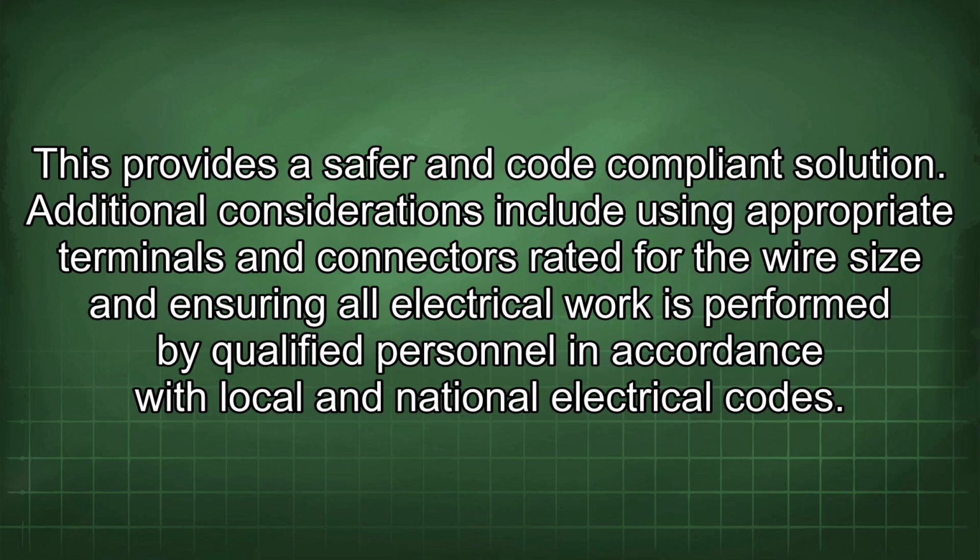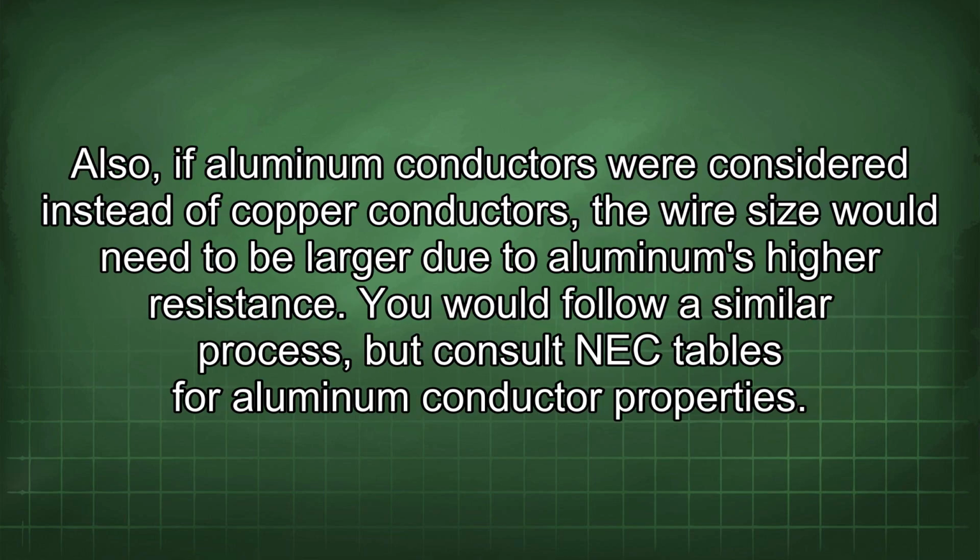Additional considerations include using appropriate terminals and connectors rated for the wire size and ensuring all electrical work is performed by qualified personnel in accordance with local and national electrical codes. Also, if aluminum conductors were considered instead of copper conductors, the wire size would need to be larger due to aluminum's higher resistance. You would follow a similar process, but consult NEC tables for aluminum conductor properties.